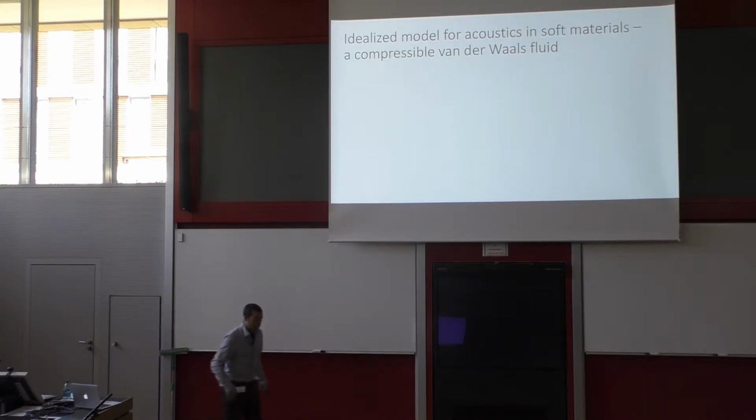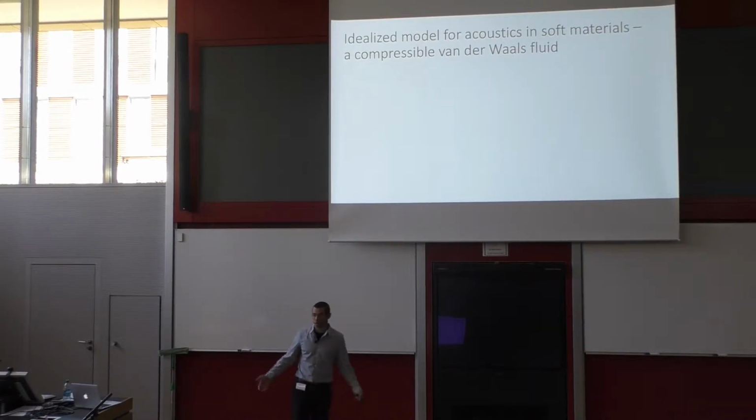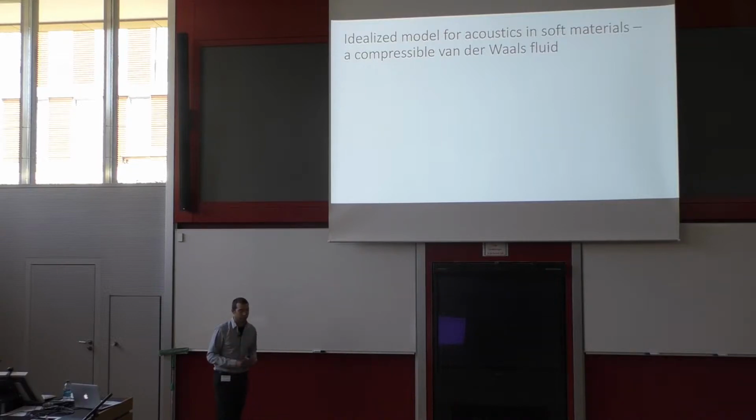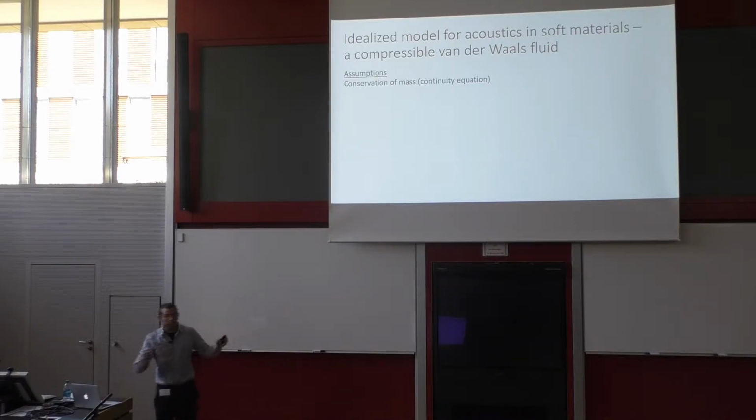And now we start to model a soft system. How do we do that? I don't want to get into the molecular description. I want to stay on the macroscopic level. And as Matthias described, I'm going to start from conservation laws. So I'm going to assume that the molecules of the material do not appear or disappear out of nowhere. This is the conservation of mass.